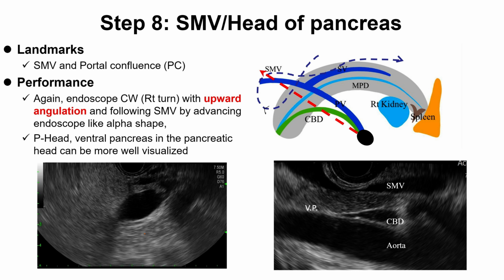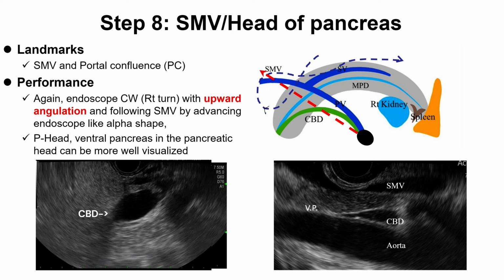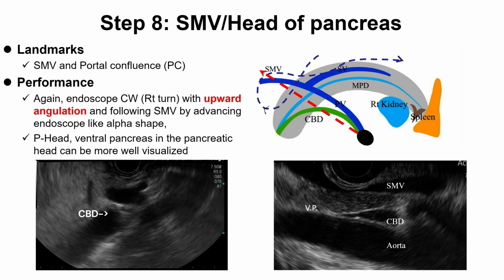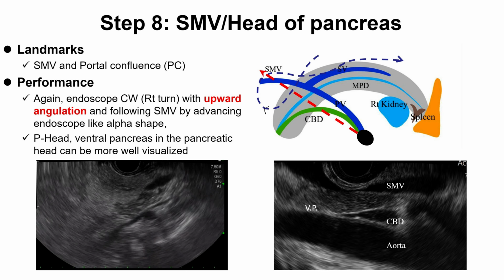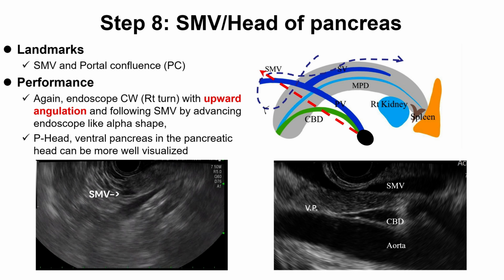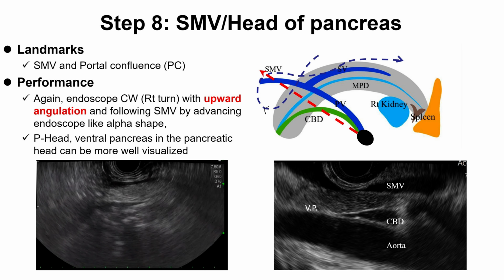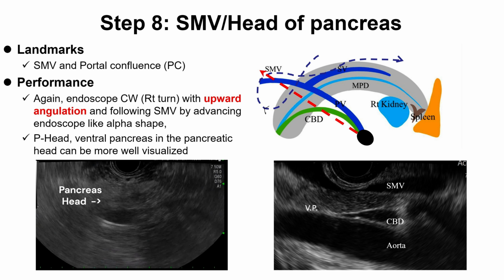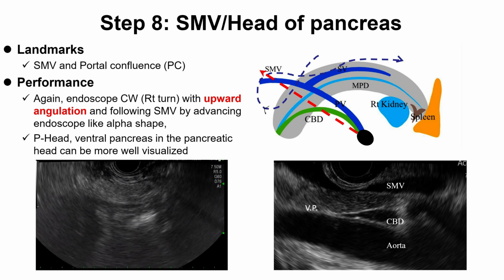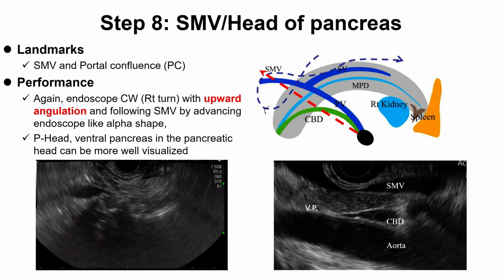The eighth step is to identify the superior mesenteric vein and the pancreatic head. In this step, the key landmarks are the superior mesenteric vein and the portal confluence. We again rotate the scope clockwise while applying upward angulation, and then advance the scope along the course of the superior mesenteric vein in an alpha-shaped trajectory. This maneuver allows us to obtain a better view of the pancreatic head, including the ventral pancreas within the pancreatic head.